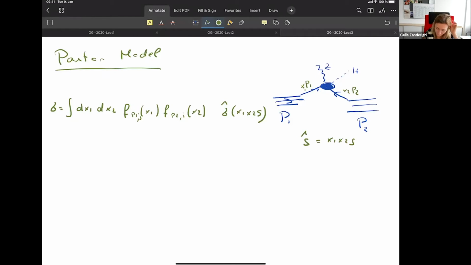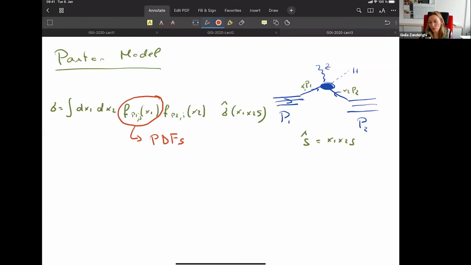Now, this formula essentially has a bit of a probabilistic interpretation. You pick up a parton with a given probability f of x1 or f of x2 with a given momentum fraction, and then you integrate over all possible values of x, because of course you cannot determine the energy of the incoming particle that enters. So these objects here, these ones, are what we call parton distribution functions, or PDFs.